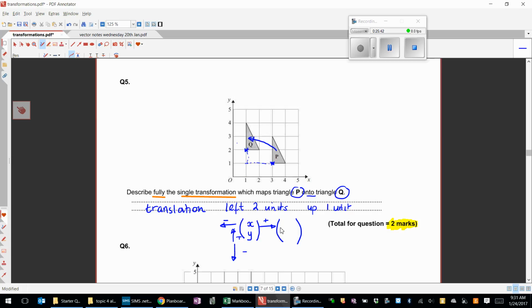Negative 2 and positive 1. So we could do it that way. Rather than having to write left and up, you could just do a column vector, which would be a technically more correct way of writing it. But no problem if you just remember left and right. But don't forget, make sure you pick the right point, because people make a mistake and put 1 and 1. Good. Any questions? Okay.